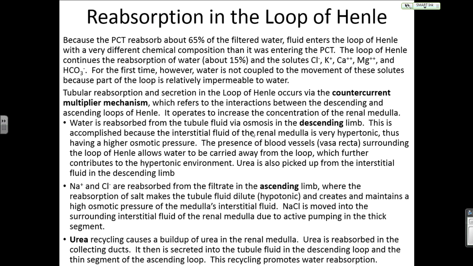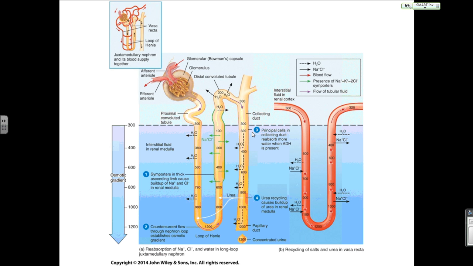Loop of Henle continues the reabsorption of water, about 50%, and solutes like chloride, potassium, magnesium, calcium, and bicarbonate. For the first time, however, water is not coupled to the movement of those solutes because the part of the loop is relatively impermeable to water. And the part that is relatively impermeable to water is the thick segments. That's what we're going to show here on this page.